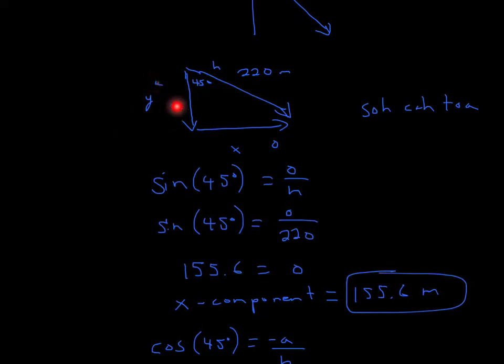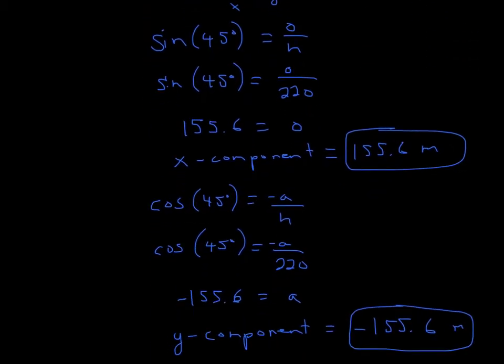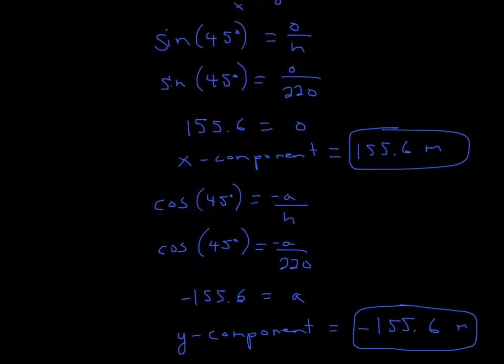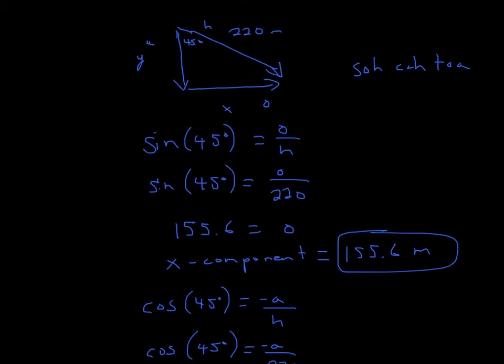So we can predict that this is going to be negative, and the units will be meters. So let's go down. So it's cosine 45 degrees equals negative, because it's going down, negative adjacent over hypotenuse. So it's cosine 45 degrees, and then you just plug in the information, which is 220. You'll get negative 155.6, and then you check it to make sure it's the y component.